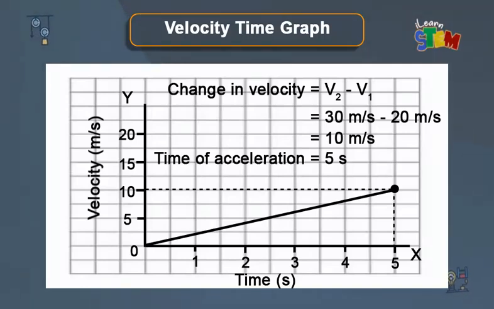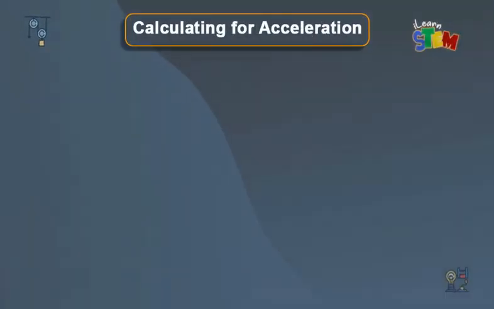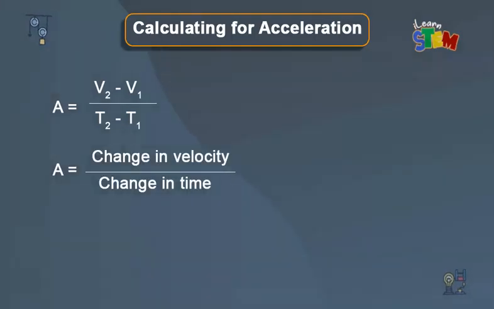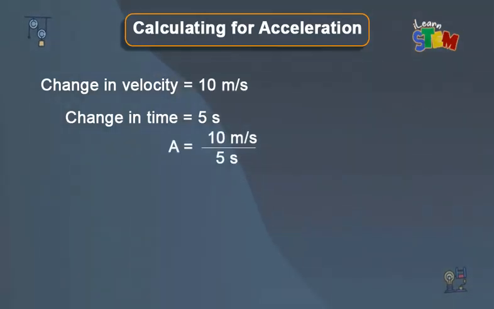Next, we are going to calculate our acceleration from the velocity time graph above. To calculate the acceleration, remember, our formula is A equals V2 minus V1 divided by T2 minus T1, which is change in velocity divided by change in time. Our change in velocity is 10 meters per second. Our change in time is 5 seconds, which will give us 10 meters per second divided by 5 seconds, which is 2 (meter per second divided by seconds).